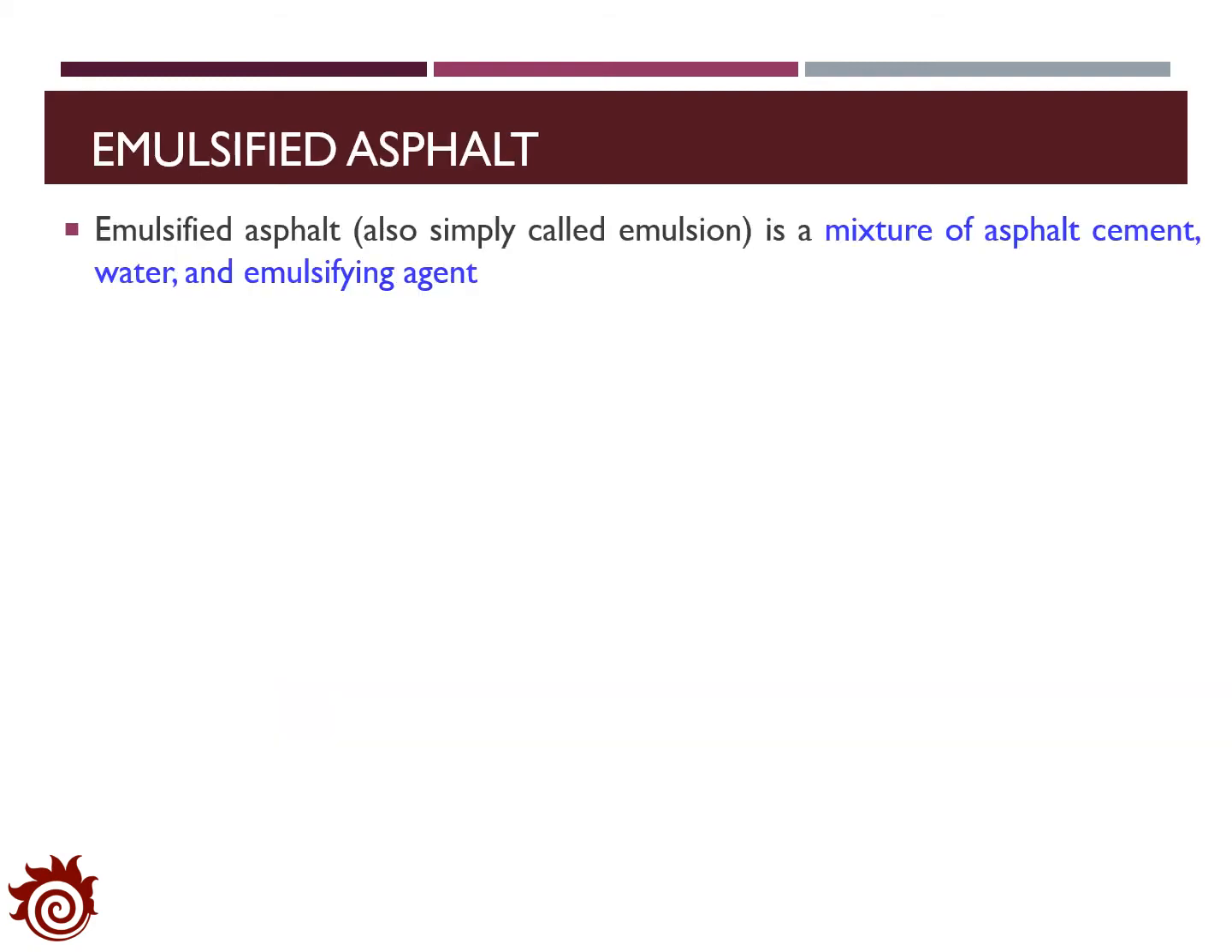The second type of petroleum asphalt is emulsified asphalt, which is also called emulsion. It's actually a mixture of asphalt cement, water, and emulsifying agent.